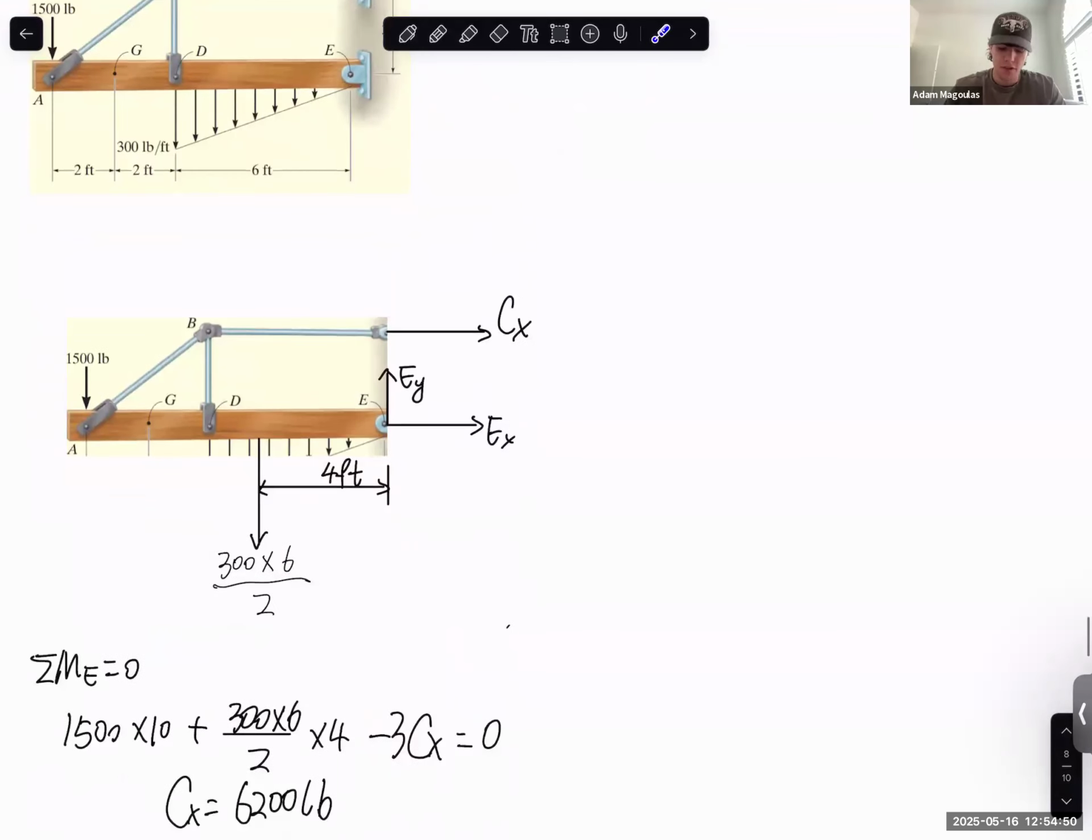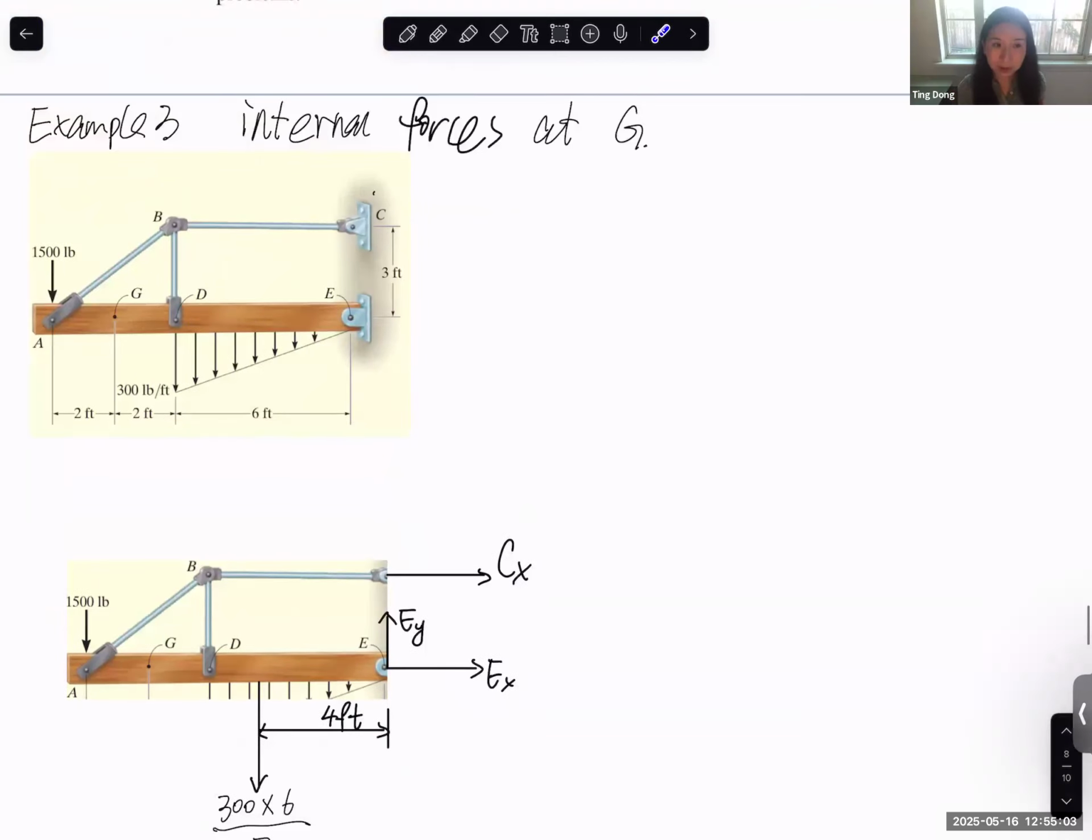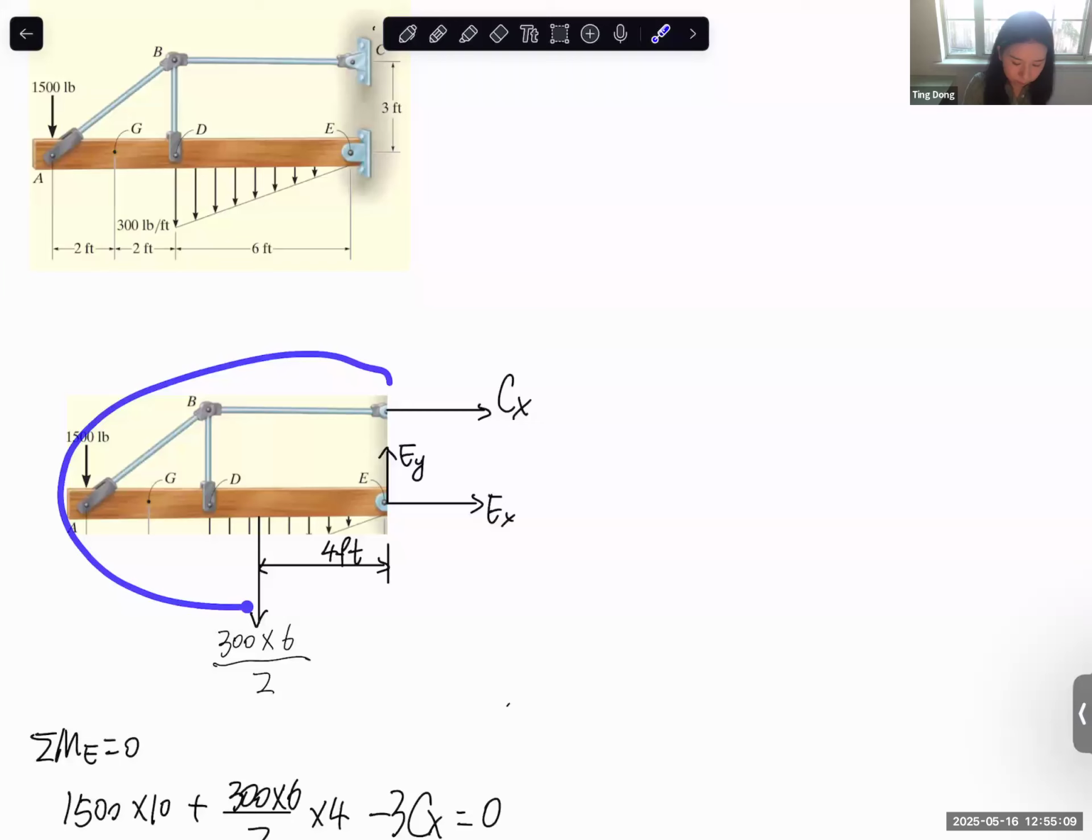Yeah. For the other 2 force members, how come in our general free body diagram they don't affect the moment about E, like BD or BA? Yes, great question. So again, let's go back to the free body diagram equilibrium equation. We are doing the free body diagram of this entire structure.